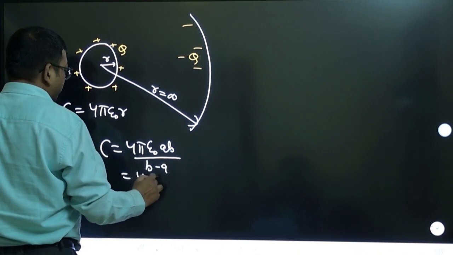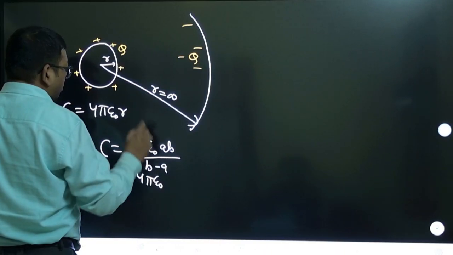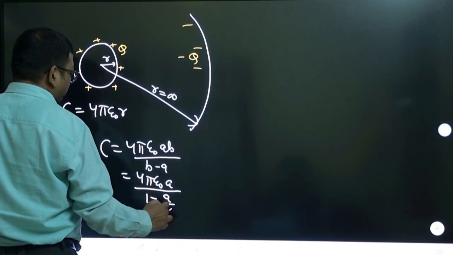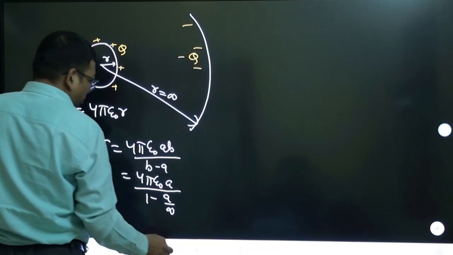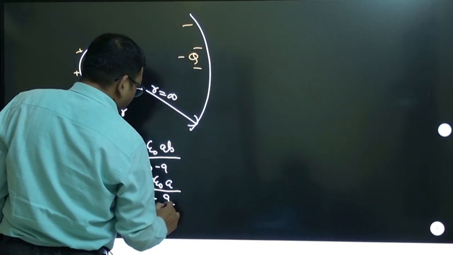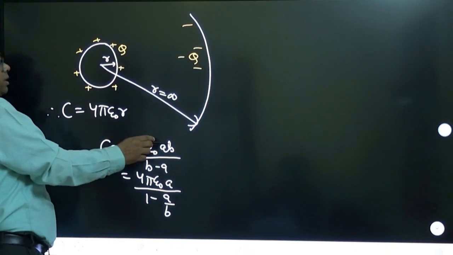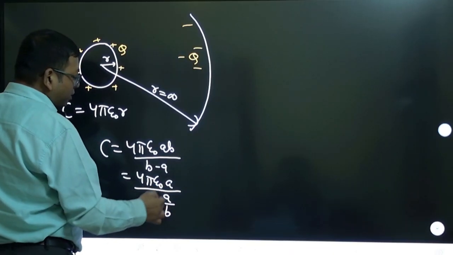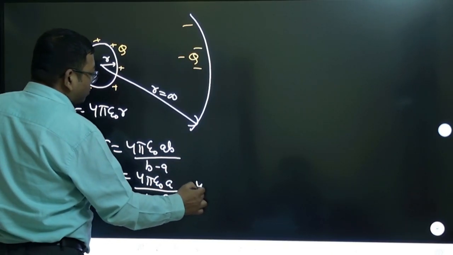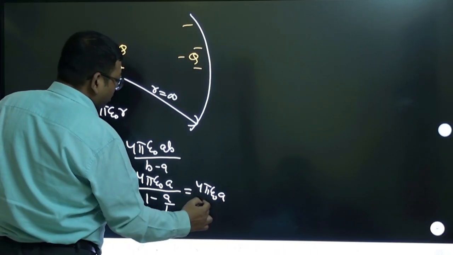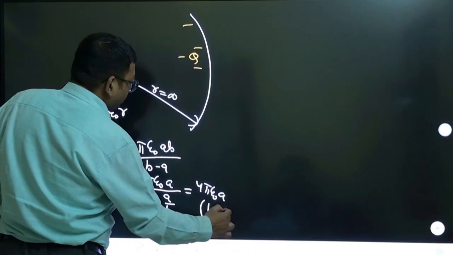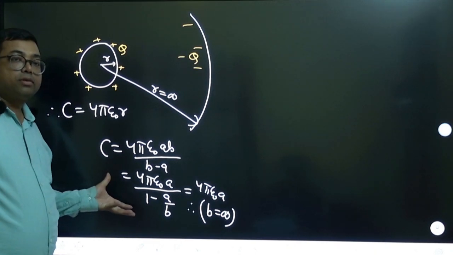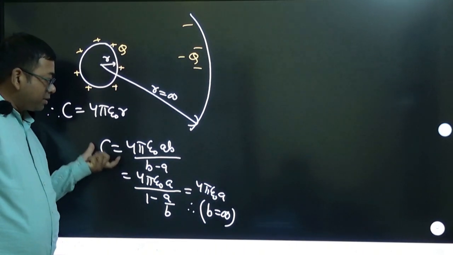This you can also write as 4 pi epsilon naught. B is infinity here, so divide by B: 1 minus A by infinity, that is 1 by 1 minus A by B. So note that if the outer radius, which is B here, becomes infinity, this term will become 0, so it will become 4 pi epsilon naught A, because here B is becoming infinity, right? This is what it is. So this formula we have derived.